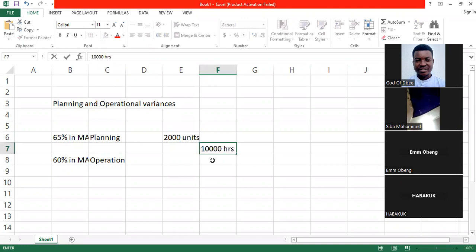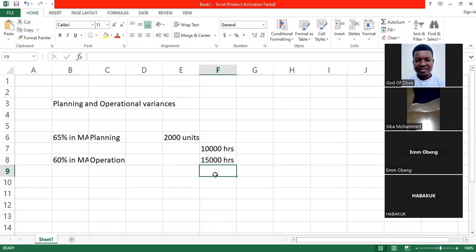Now, getting to the operational level, people are saying that the 10,000 labor hours you are talking about is too small, so we cannot do that again. So we now revise our labor hours to 15,000. In this case, you can see that there is a difference in the labor hours. At the planning stage, at the top management level, they are saying 10,000. But getting to the tactical level, the operational level, they are now realizing that producing this quantity of goods, you need more labor hours. So they have to come and revise the budget before they give it to those who are going to implement it.